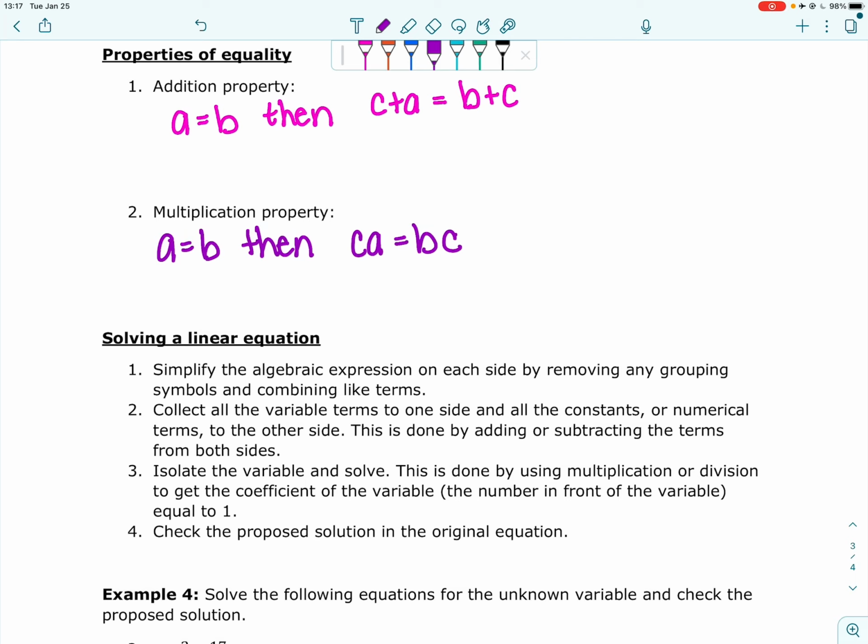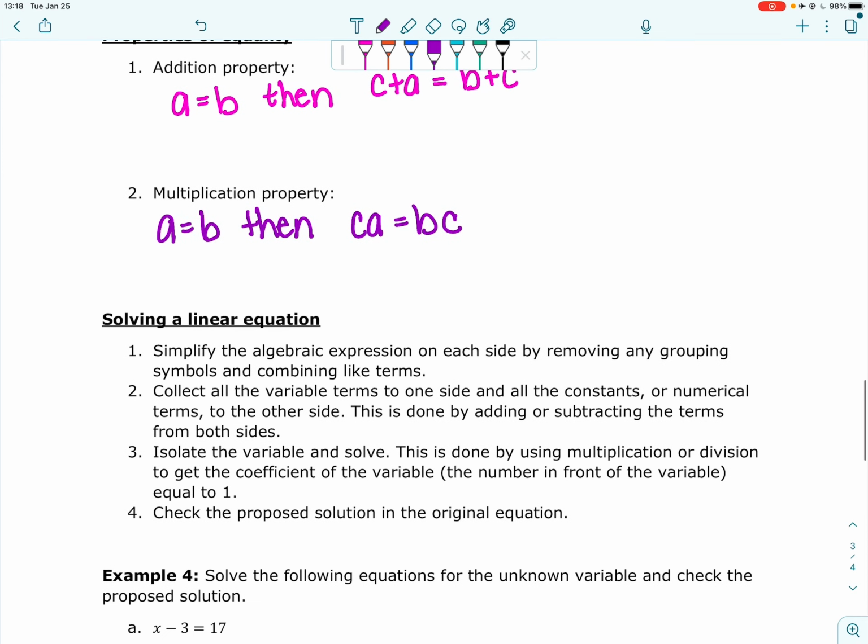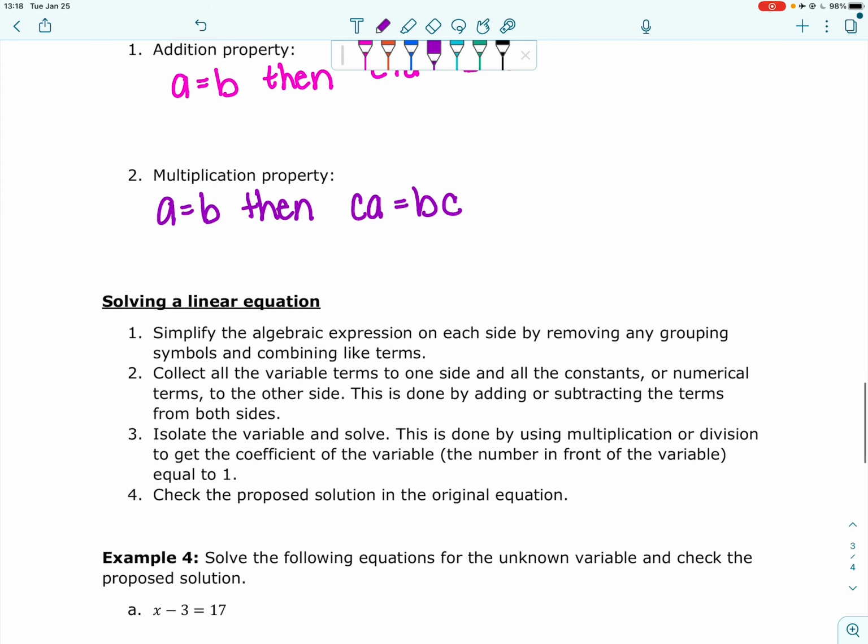Then you're going to collect all the variable terms on one side and all the constants or numerical terms to the other side. This is done by adding or subtracting the terms from both sides. Then isolate the variable and solve. This is done by using multiplication or division to get the coefficient of the variable, that's the number in front of the variable, equal to 1. And then check the proposed solution in the original equation. So make sure that your answer, if you put it back in for x, that it works.